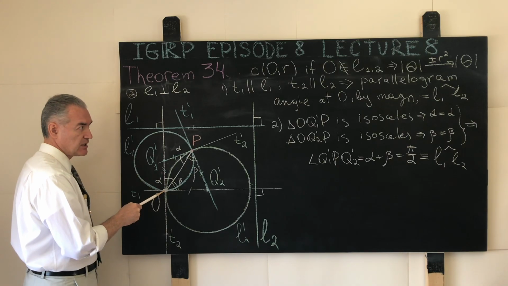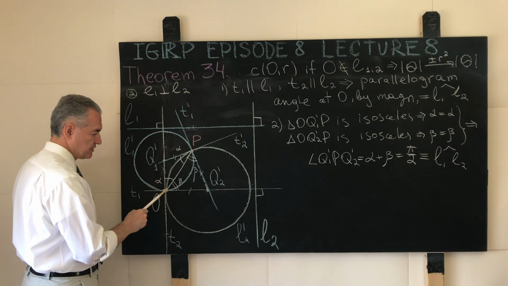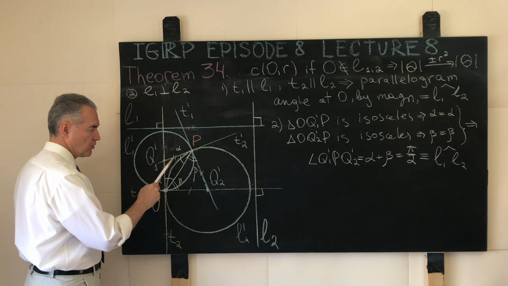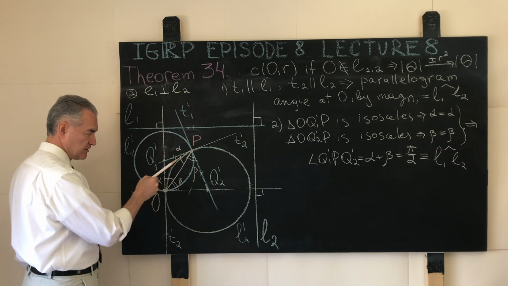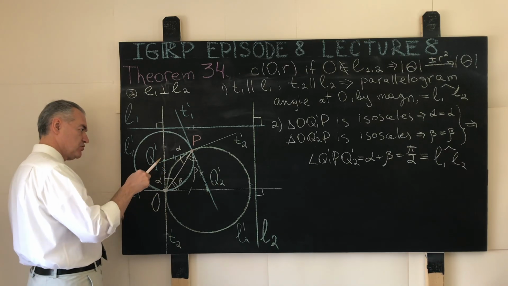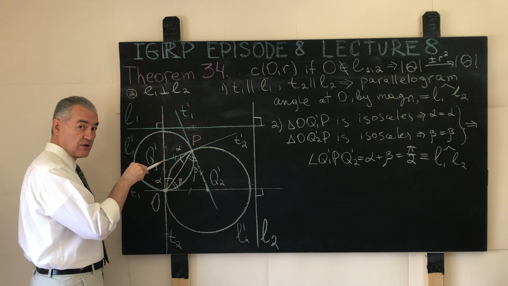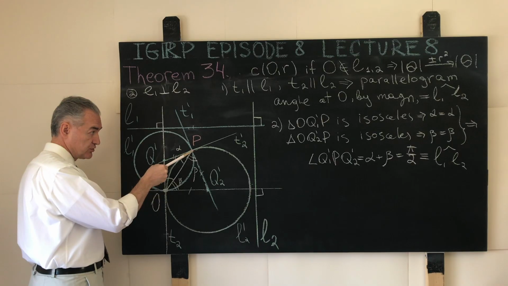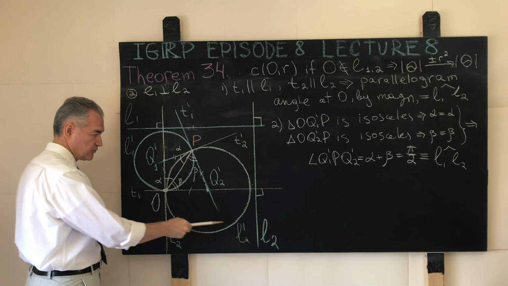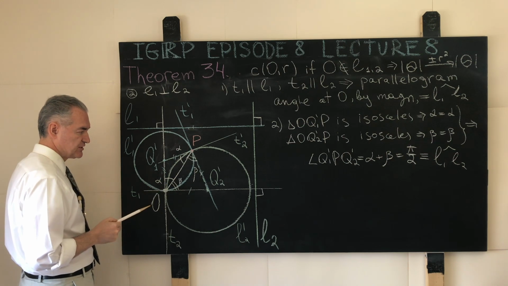So the bottom line is that the triangle, in this case, what is it? O Q prime 1 P will be isosceles. This length is equal to this length. And by the same argument, if we step into the point Q prime 1 and look at the lengths of the tangents to the circle L prime 2 here, we will also prove the same thing.